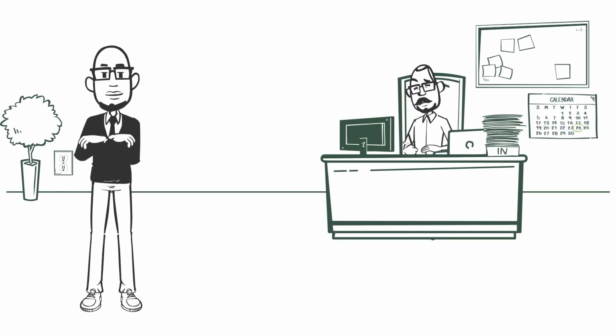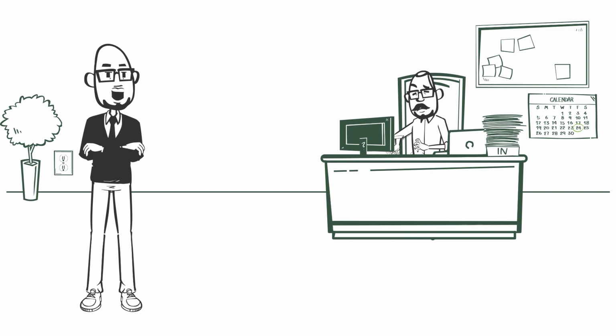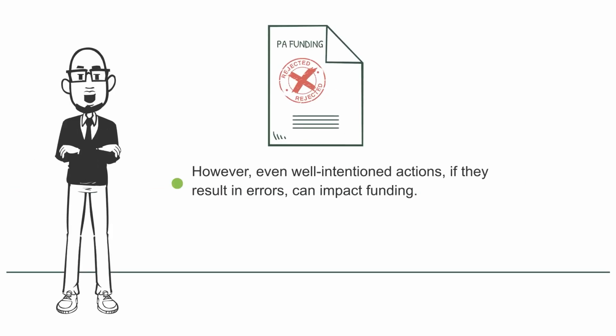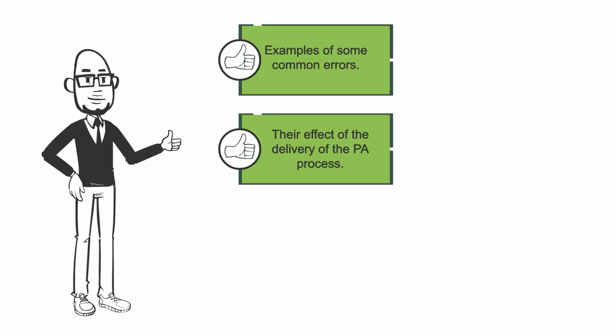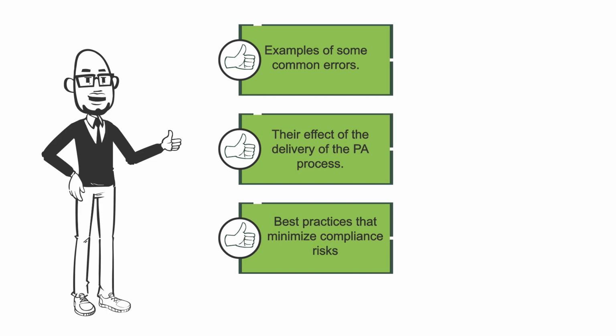There are many actions that, when performed, will impact obligation of PA funding. Often, these actions are not done intentionally or maliciously. However, even well-intentioned actions, if they result in errors, can impact funding. We will discuss some examples of common errors, their effect on delivery of the PA process, and best practices that minimize the risk of being non-compliant.